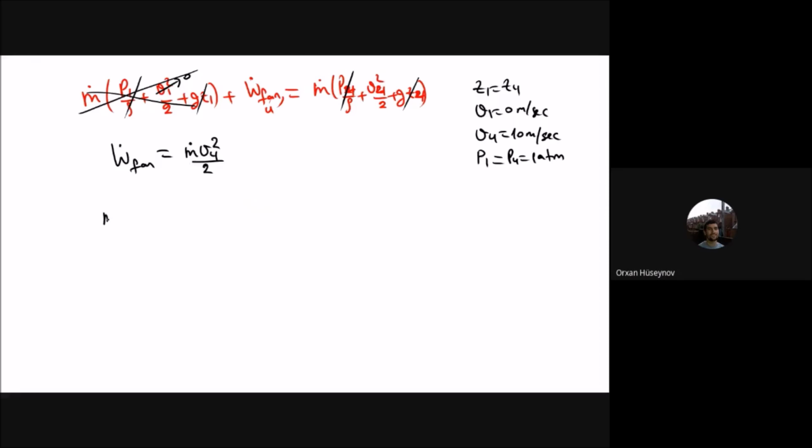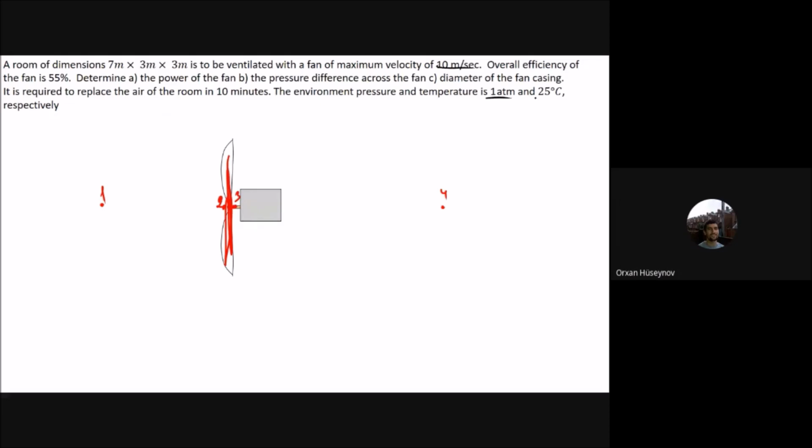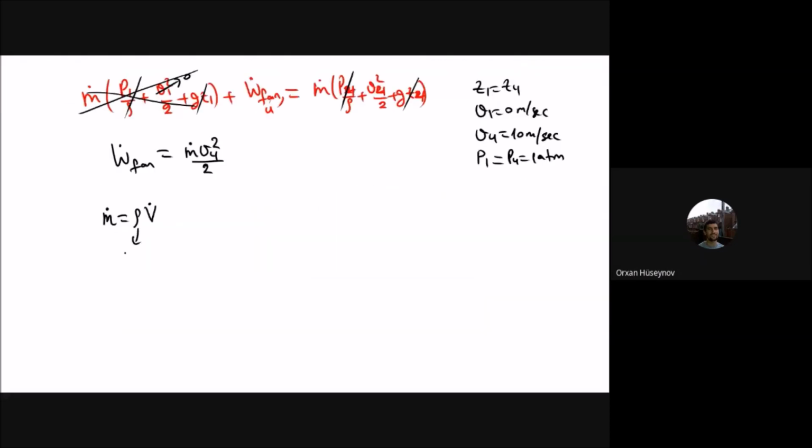The only unknown here is m dot, which is the mass flow rate, equal to rho V dot, and rho is the density of the air. It is at 1 atm and 25 degrees Celsius. Okay. And use the ideal gas relation to find it. The pressure 1 atm is 101,326 pascals, and 25 degrees Celsius. You can use the ideal gas relation to find the density here, and you will get 1.18 kilograms per meter cube, or you can take approximately 1.2 kilograms per meter cube.